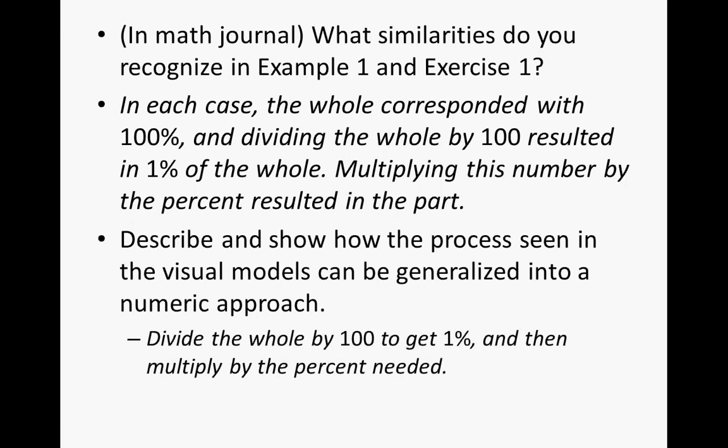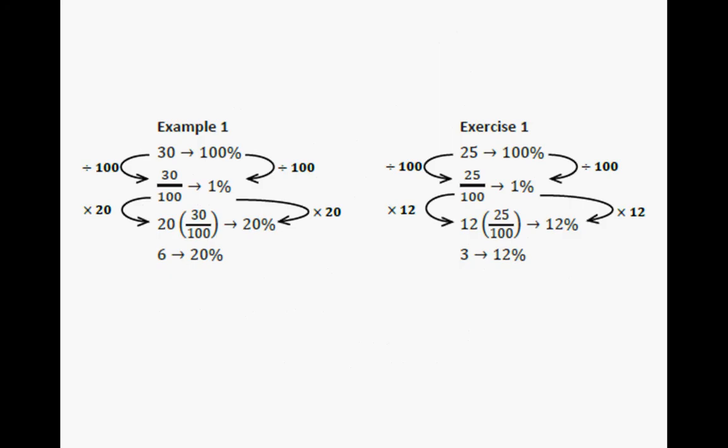Well, again, we divide the whole tape diagram by 100 to get 1%, and then we multiply by the percent that we need. And the whole corresponds to 100%. So in our examples, again, if 30 corresponds to 100%, we divide by 100 to get 30 over 100, which now is 1%. Then we multiply by 20 to get our 20%, and 20 times the part gives us 6.